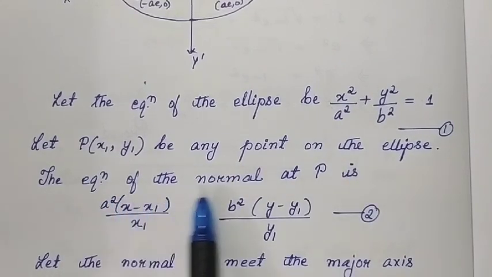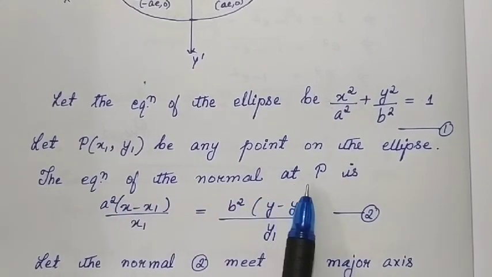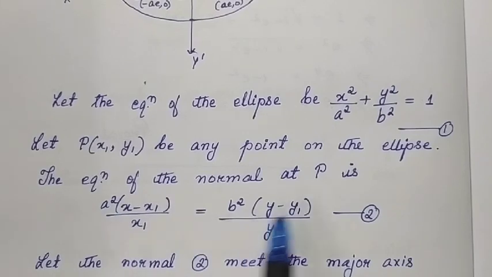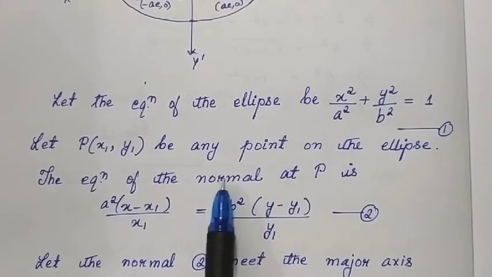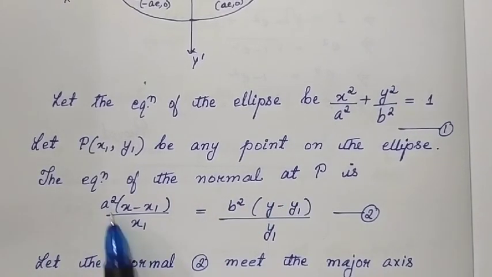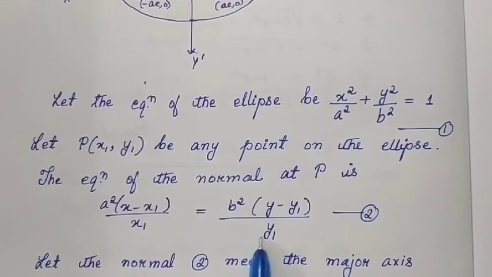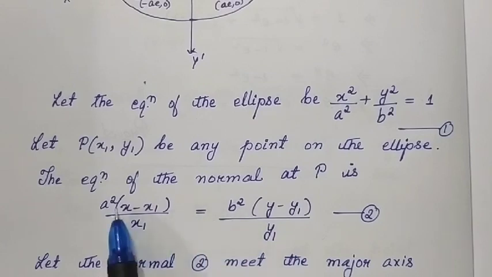Now the equation of the normal at P was this one. This is the equation of the normal. Earlier we used to write this a square below x1 and this b square below y1, but it is okay to write a square in the numerator also.